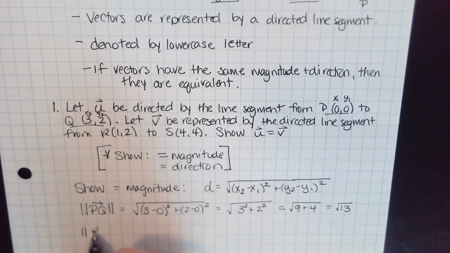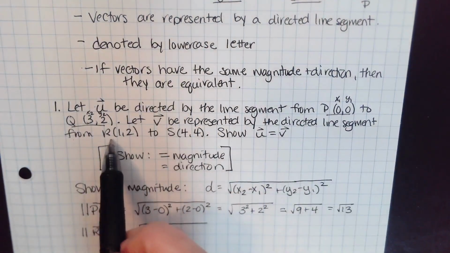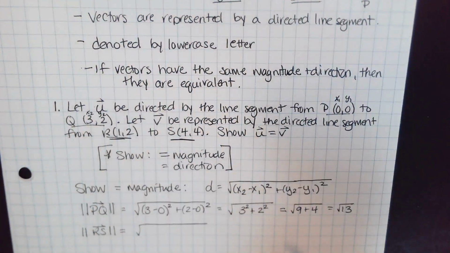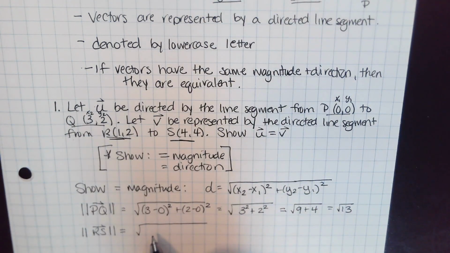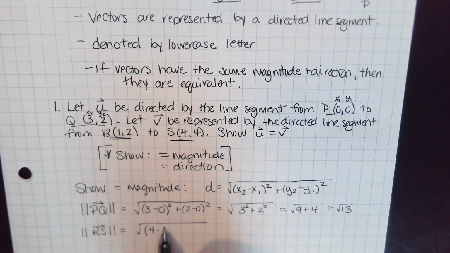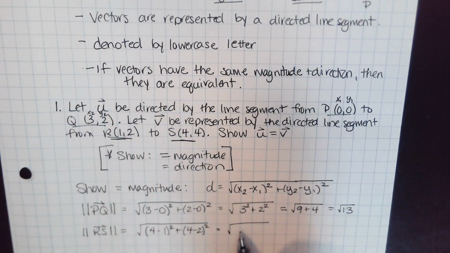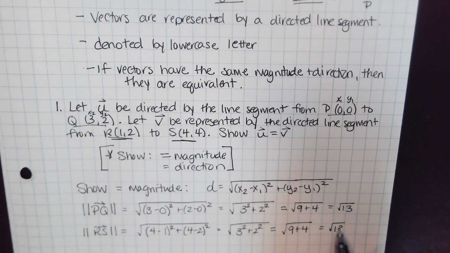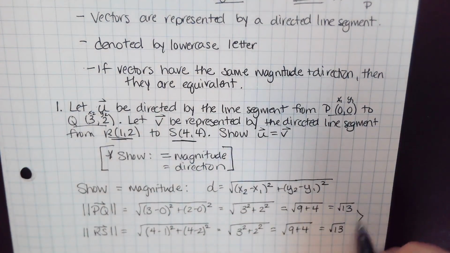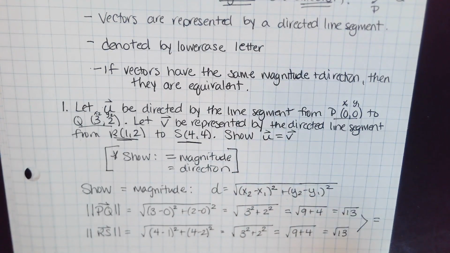Now I'm going to find the magnitude of vector RS. So I'm going to use points R and S this time and find the distance between those 2 points. So again, you can write your x1, y1, x2, y2 above them if you want, or you can just go ahead and substitute right in. And then we'll simplify. So we've got 4 minus 1 is 3, 4 minus 2 is 2, 3 squared is 9, 2 squared is 4. Again, we get the square root of 13. So far we see that our magnitudes are the same. Those two are equal to each other.